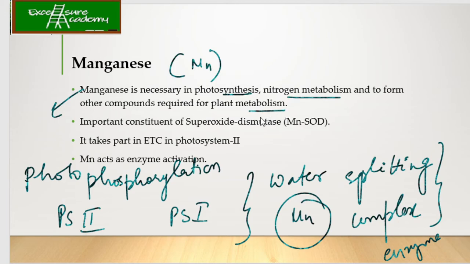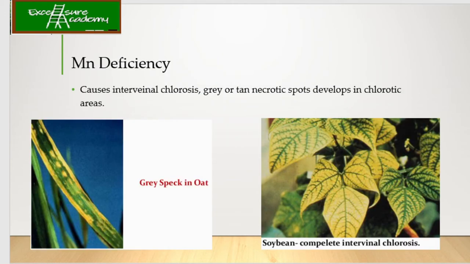It is also important for superoxide dismutase. It takes part in the ETC. This is what I have just explained. And it acts as an enzyme activator. Now what will happen if it is deficient? So again you can see the gray specks in the oats. Then interveinal chlorosis again you can see. See now, don't get confused. Most of the time, whenever there is a deficiency of these micronutrients, you can always see chlorosis as one of the main first deficiency symptoms.